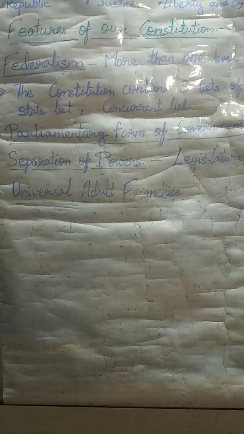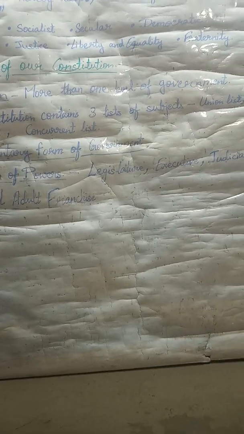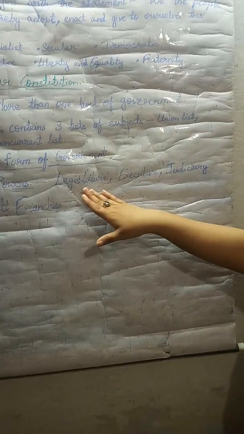Next feature of our constitution is separation of powers. Separation of powers means that the government governing the country, whether at the state level or the union level, that is the central level, has divisions of powers at both places, and those divisions of powers are the legislature, executive and judiciary.